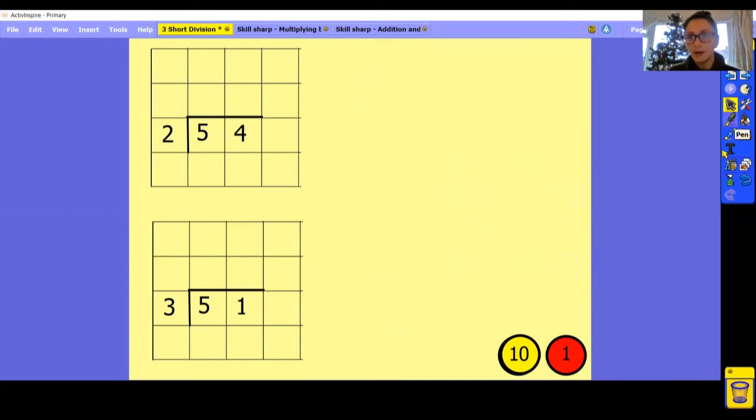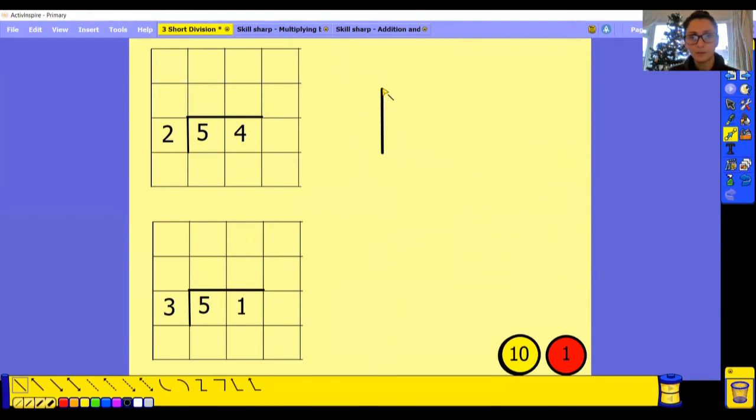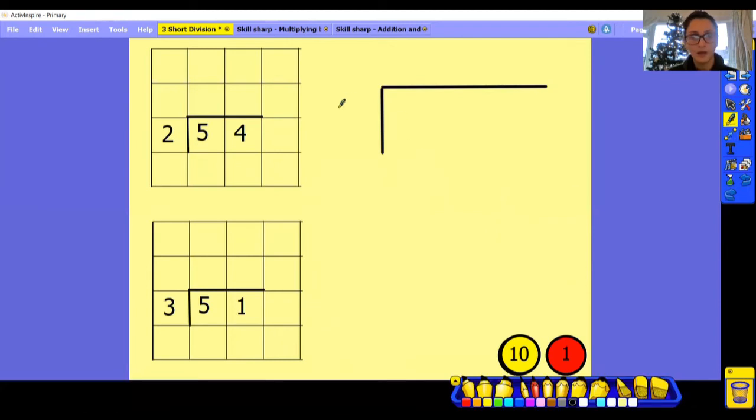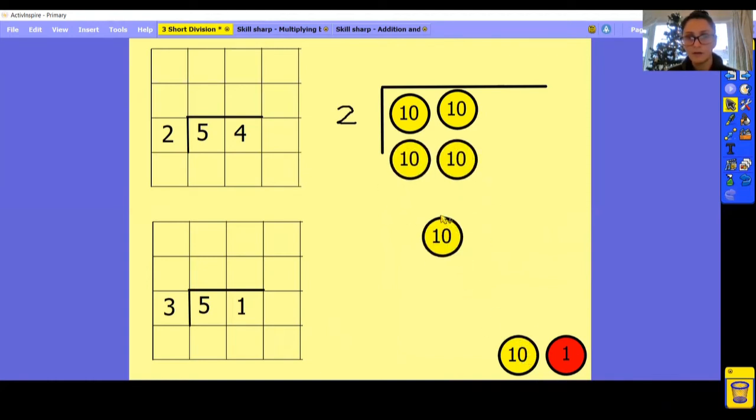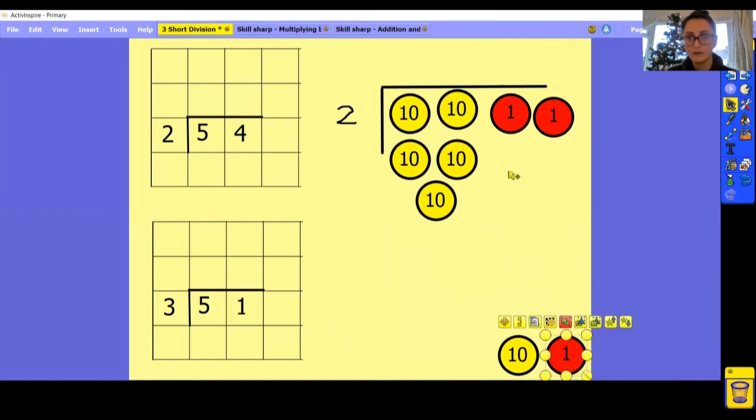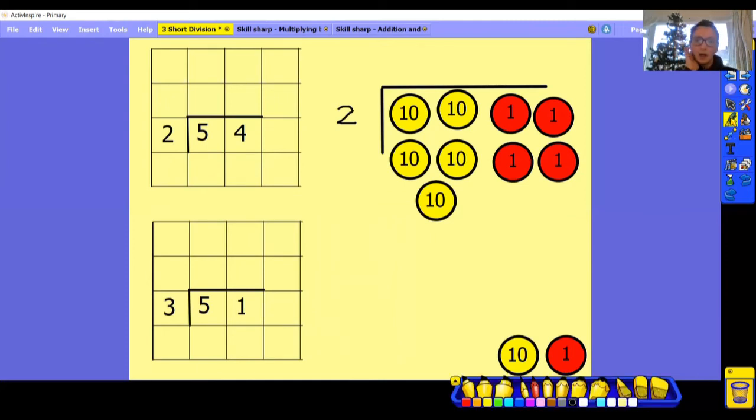So remember, we have our bus stop or our short division. And our divisor that we're dividing by is 2. So we need to remember that each group has 2. How many 10s do I have? I have 5 10s. So 1, 2, 3, 4, 5. And how many 1s do I have? I have 4 1s. 1, 2, 3, 4.